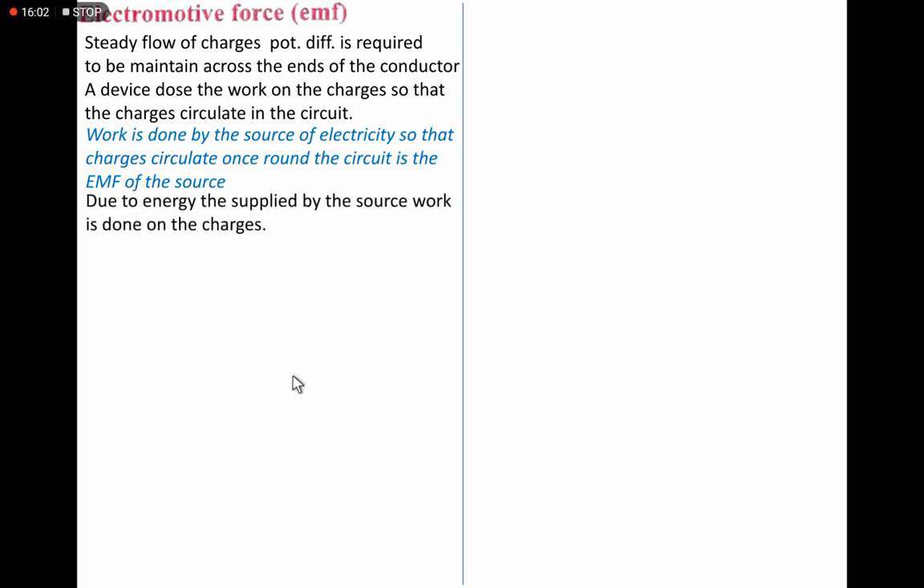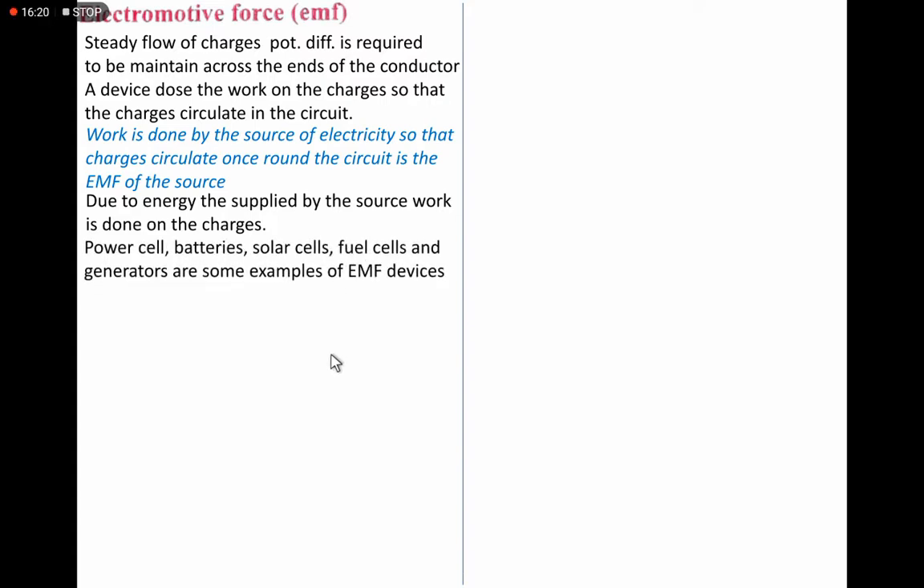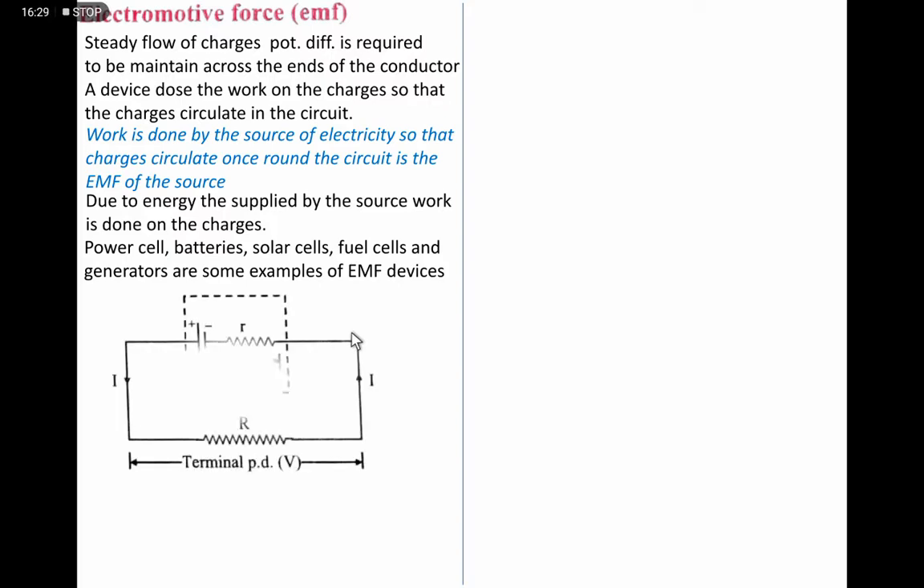Due to the charge supplied by the source, work is done on the charges. Energy is supplied by the source of electricity, and the work is done by the charges. Power cells, batteries, solar cells, fuel cells, and generators are examples of EMF devices.